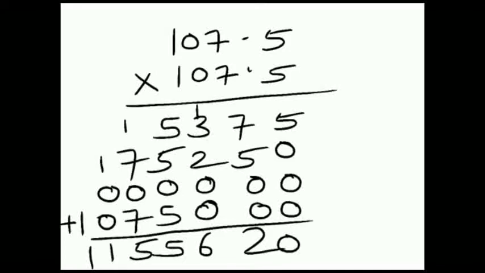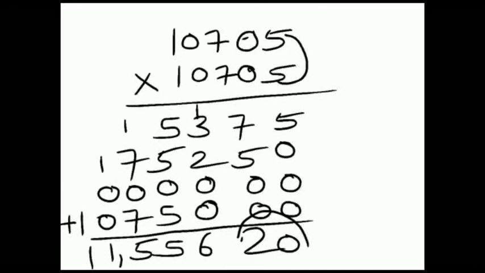After multiplying 107.5 into 107.5, I am getting the answer 11,556.20. You have two decimal points here in multiplication. After the decimal point, you have one digit. If you have two decimal points in multiplication, you have to count both upside and downside. How many digits are there? 1, 2. So before the two digits you put the decimal point.